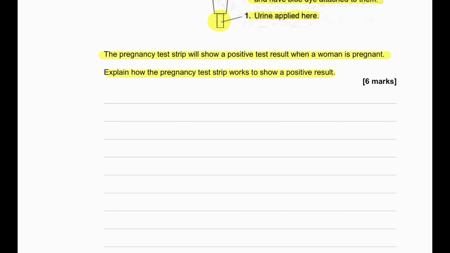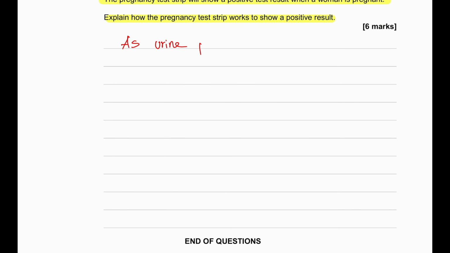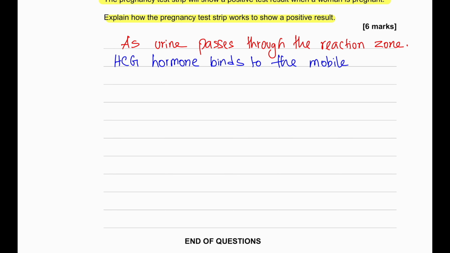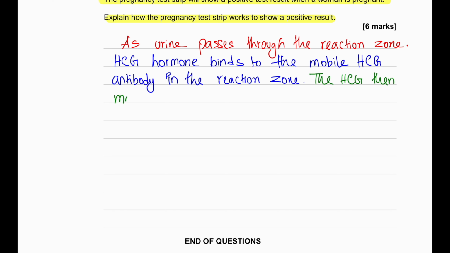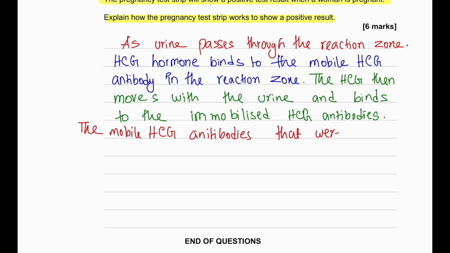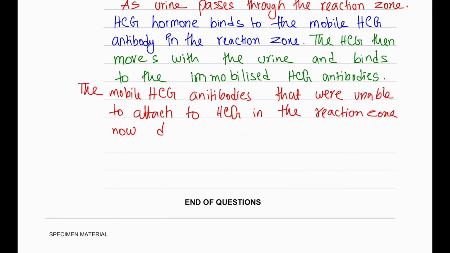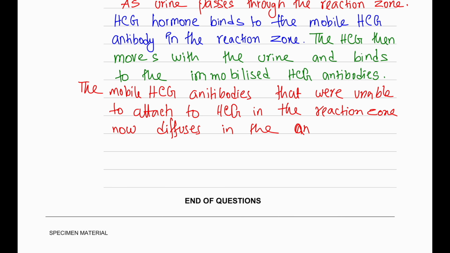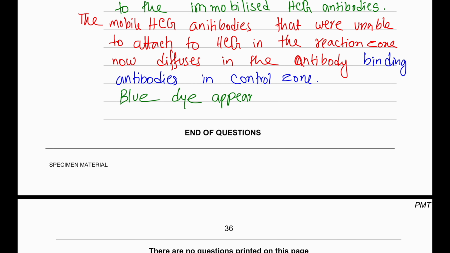So the answer can be written like this: as the urine passes through the reaction zone, HCG hormone binds to the mobile HCG antibody in the reaction zone. The HCG that did not bind with the mobile antibody then passes to the immobilized HCG antibodies in the result zone and binds with them. The antibodies which do not attach to the HCG bind to the antibodies in the control zone, and as a result blue dye appears in both control and result zone to show a positive result.